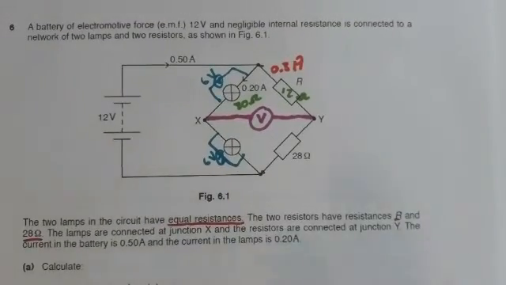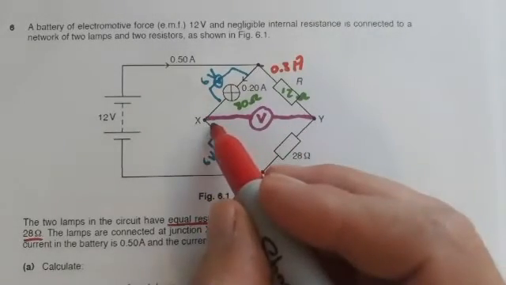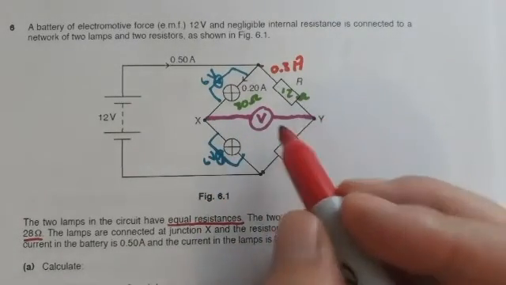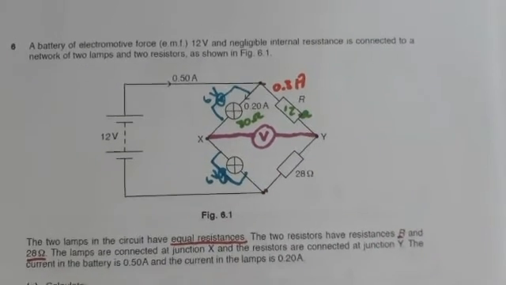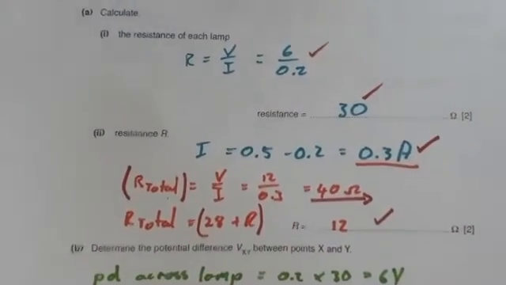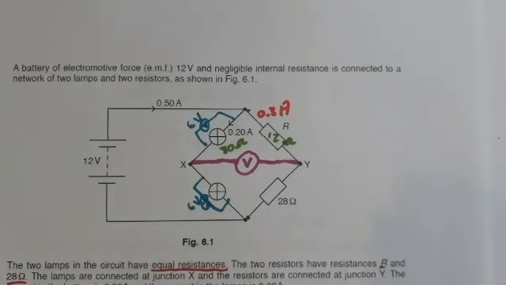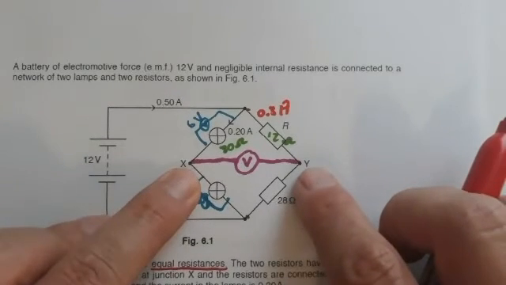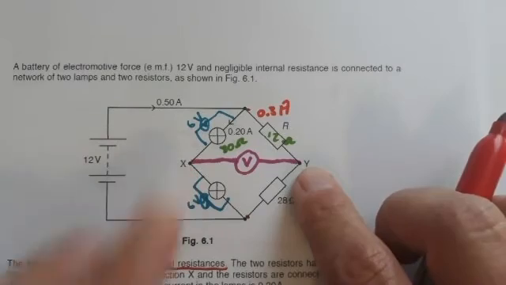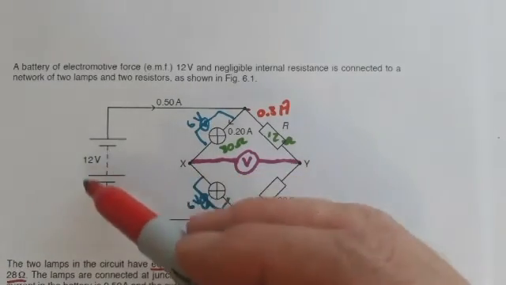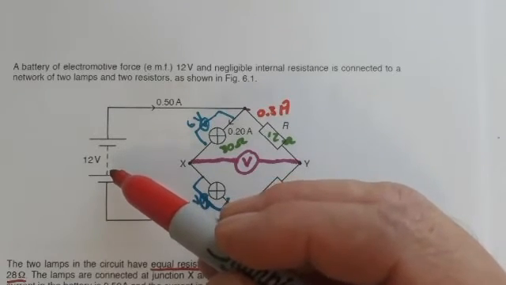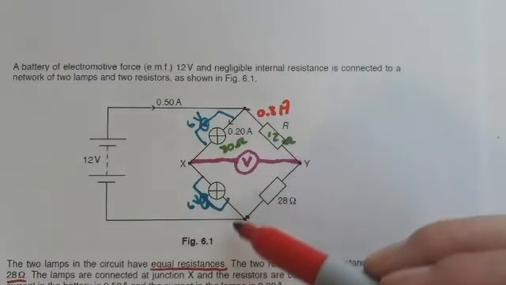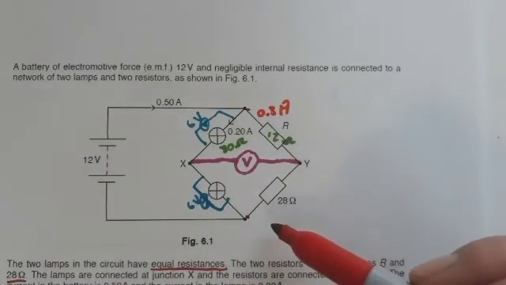Now they ask, if we were to put a voltmeter across X and Y, what would that voltmeter's reading be? It says determine the potential difference XY between the points X and Y. So what does a voltmeter do? It determines the difference in potential energy. So we have a certain amount of potential energy. We have that 12 volts, right? So 12 volt and 12 volt in that branch and 12 volt in that branch.